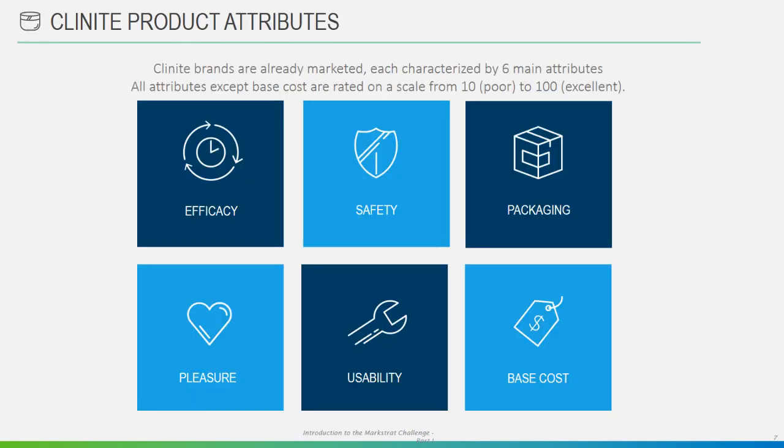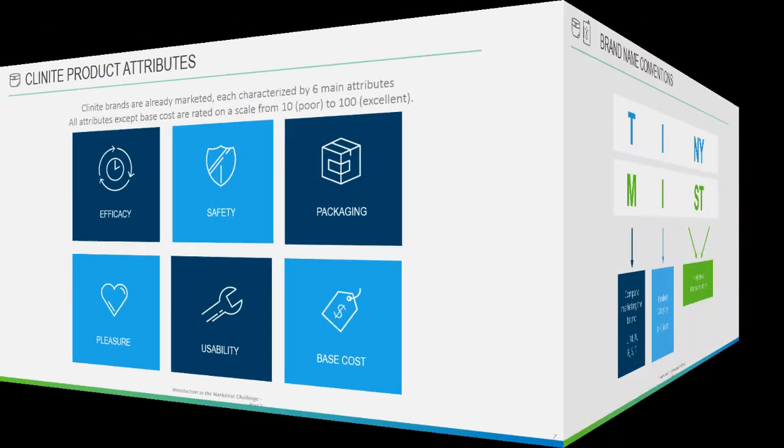These Clinite products that we're talking about are based on 6 different attributes, and these are attributes that you can focus your advertising on, or physically change via R&D to create brand new Clinite products. All of these attributes, except for base cost, are rated on a scale from 10 to 100. So efficacy, does it work? Safety, how safe is it for you? What does the packaging look like? Pleasure is, do you enjoy the product, and usability is how easy is it to use, basically.